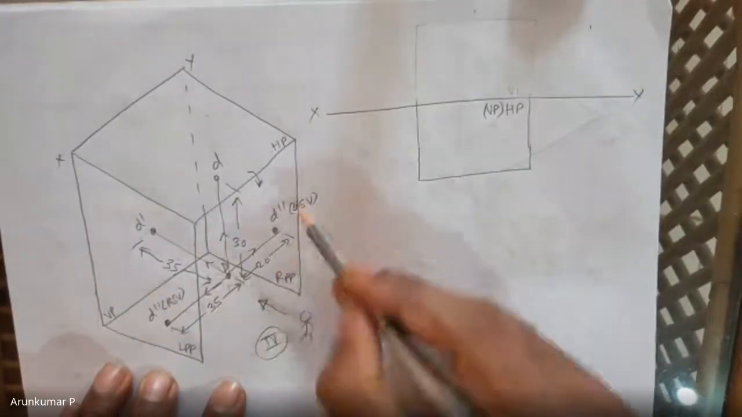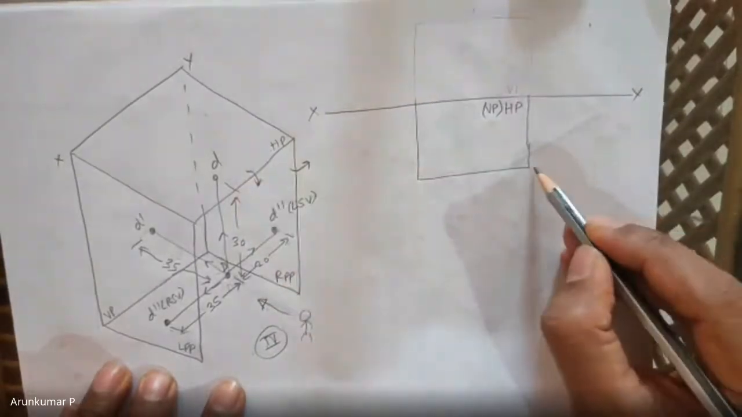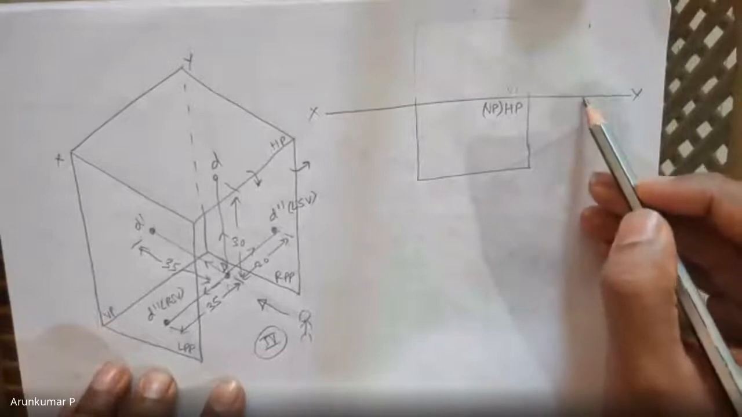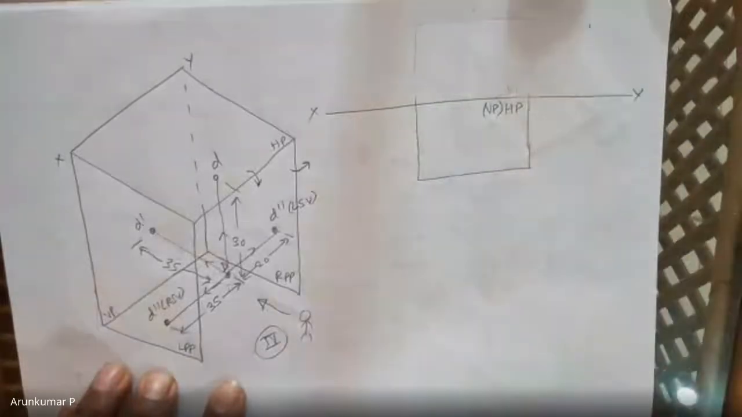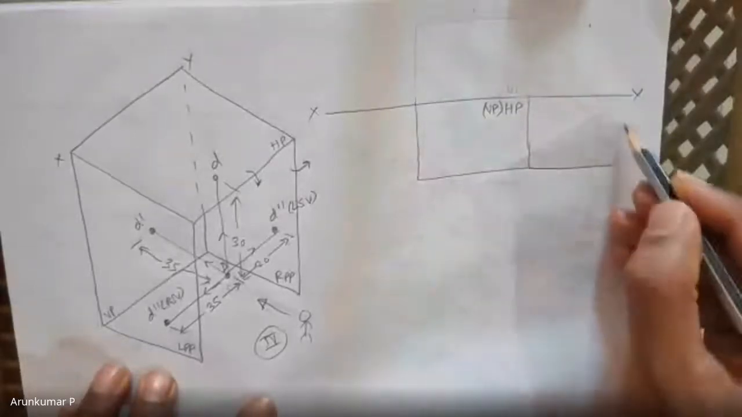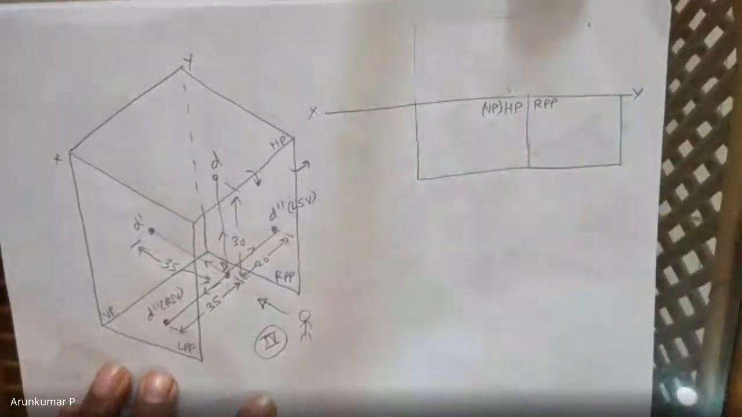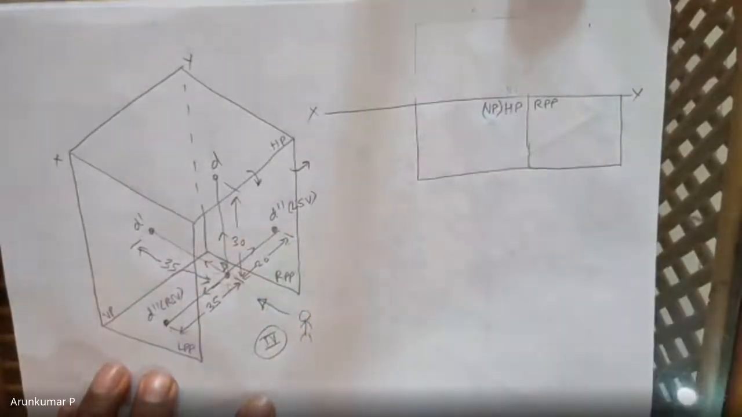Okay, next. The RPP, same thing, no change. You are going to rotate by 90 degrees in the anti-clockwise direction. So, where will RPP come? Above XY line or below XY line? Of course, it will be on the right side. Will it be above XY line or below XY line? Below XY line. Below. Why below? Because the vertical plane is below XY line.